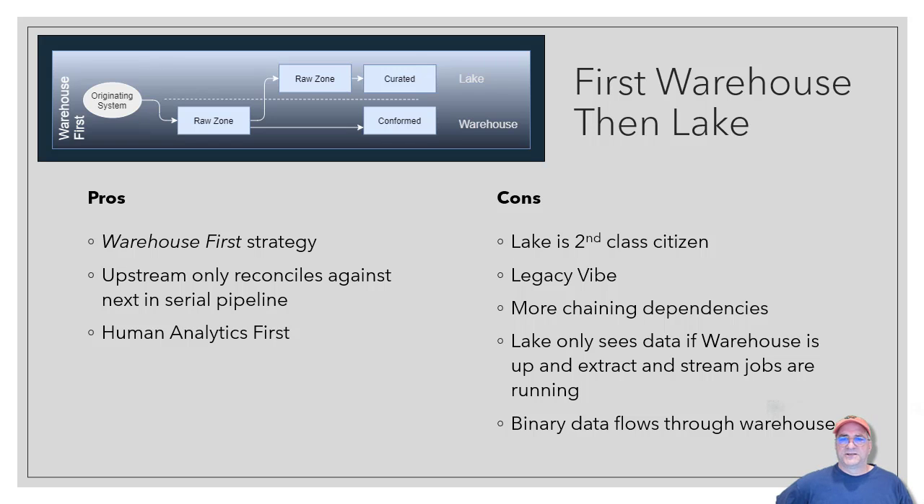You typically see this in places where they had a data warehouse before and they're sort of in the cloud, but not really. You have these chaining dependencies like I talked about before, and the lake only sees the data if the warehouse accepts it. And I don't know what you're going to do with binary. If you don't put binary in the warehouse, how would it get to the lake? You would end up with a chained parallel combo, which is sort of ugly.